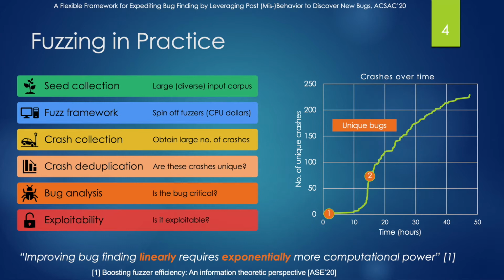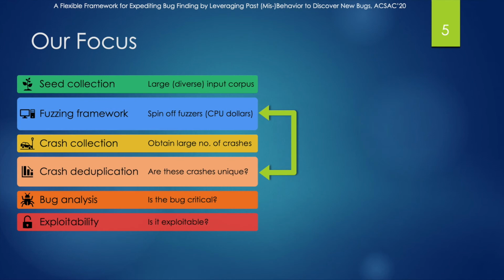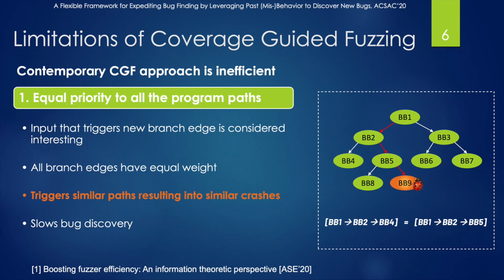Given these problems, we investigate the opportunities that can improve fuzzing process. There has been lots of work in each of these topics. In this work, we focus on fuzzing framework and crash deduplication. The contemporary coverage guided principle is inefficient in finding bugs, primarily because they give equal priority to all the program paths. Any input that triggers new branch edge is considered interesting. As shown in figure, to reach the bug, giving equal priority to all the paths may not be efficient. It slows the bug discovery.